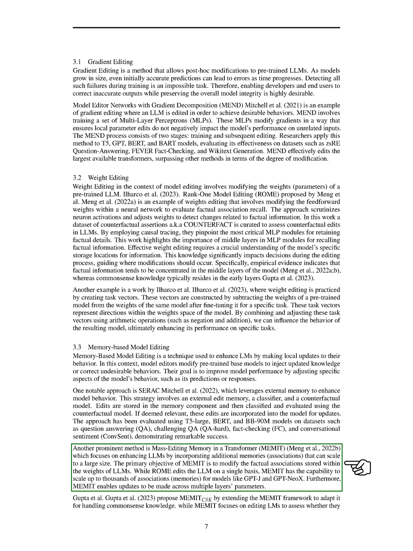Another significant method is mass editing memory in a transformer, or MEMIT, which aims to improve LLMs by adding additional memories that can scale to a large size. The main goal of MEMIT is to modify the factual associations stored within the weights of LLMs. While ROME focuses on single edits, MEMIT can handle thousands of associations for models like GPT-J and GPT-NeoX. Additionally, MEMIT allows for updates across parameters in multiple layers.